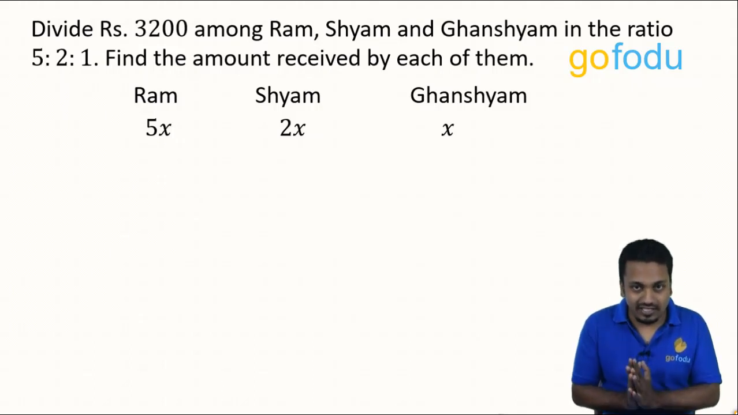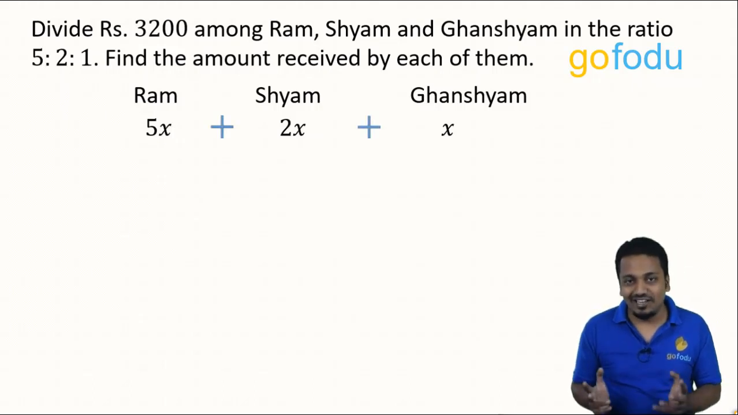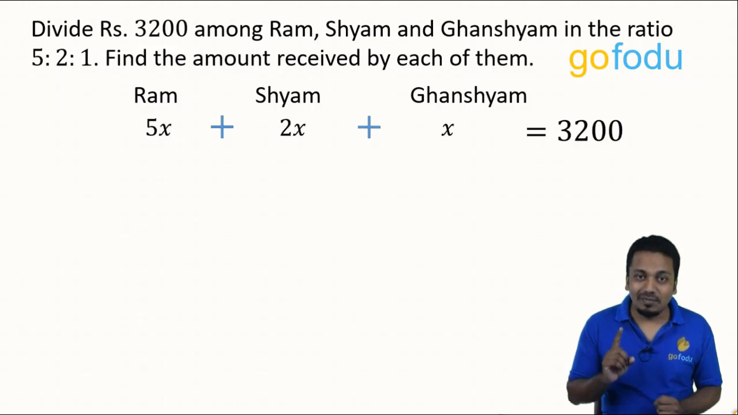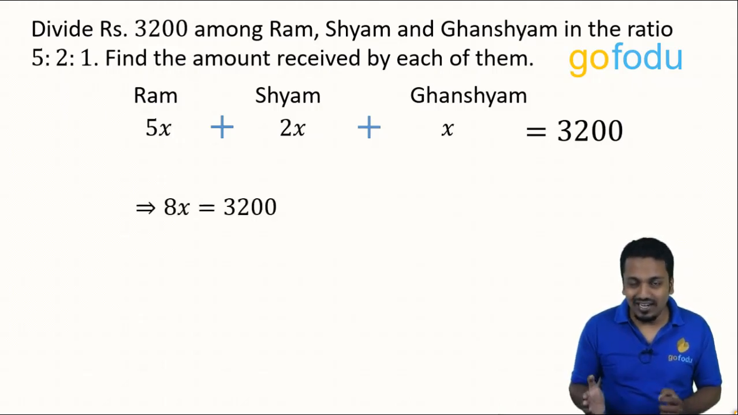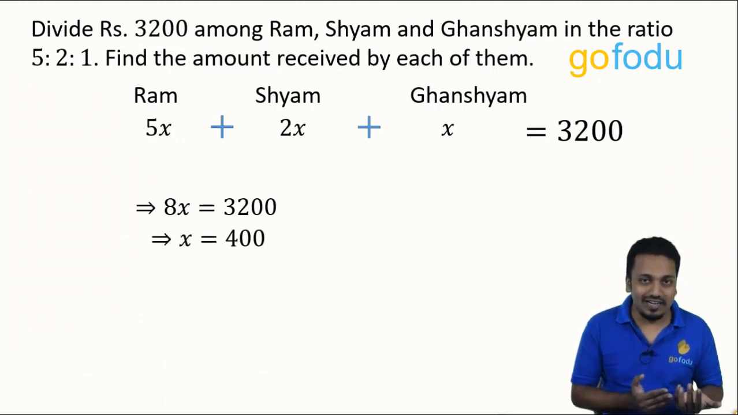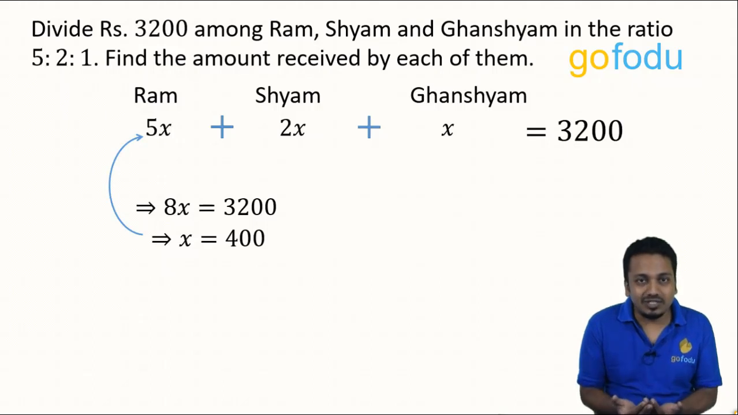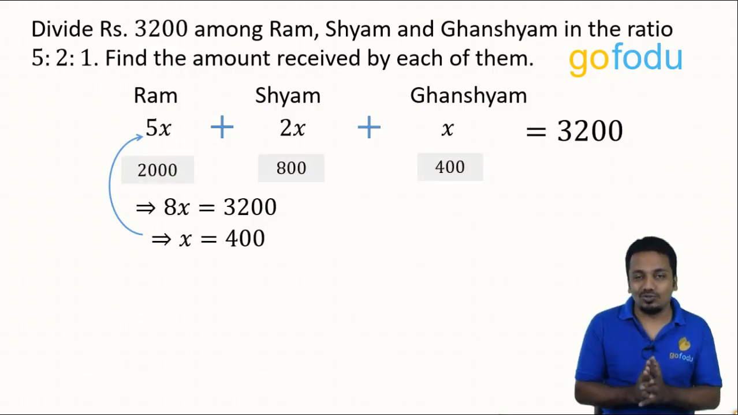So their shares are 5x, 2x and x, and the total sum is given to us in the question. It is 3200. That means 8x is equal to 3200 and x will be equal to 400. Put this value back and get Ram's share as 5 into 400, that is rupees 2000. And the rest of the shares will be 800 and 400 rupees each.